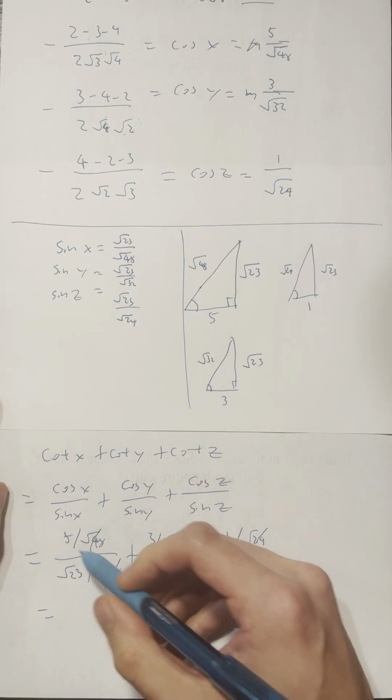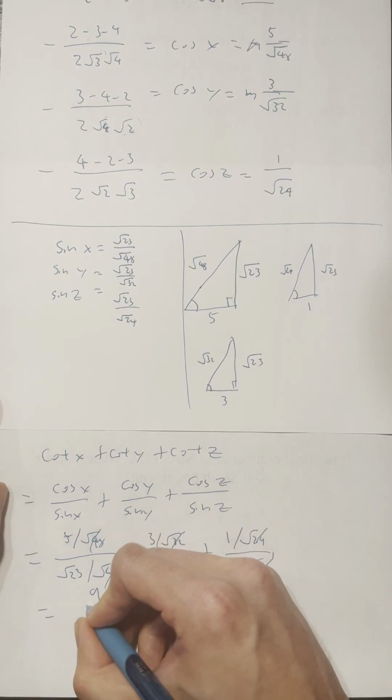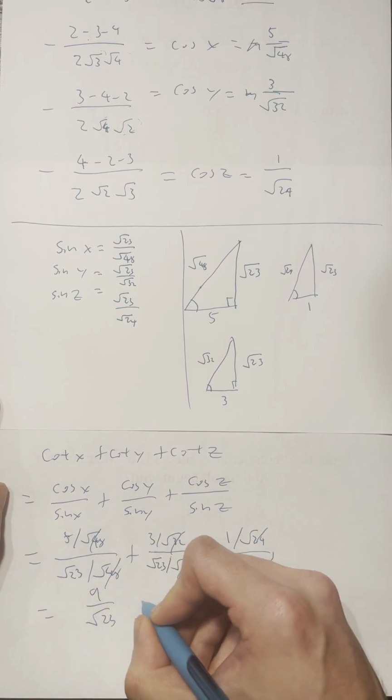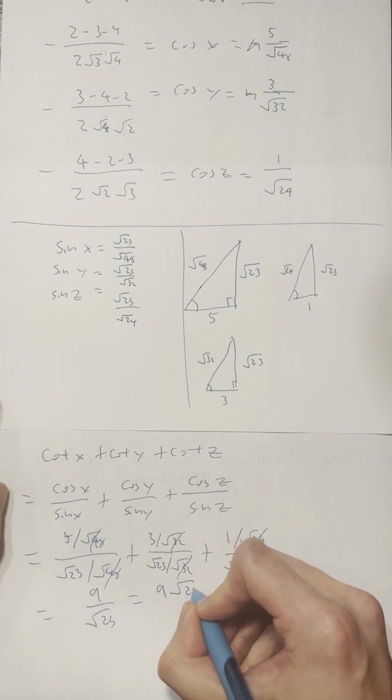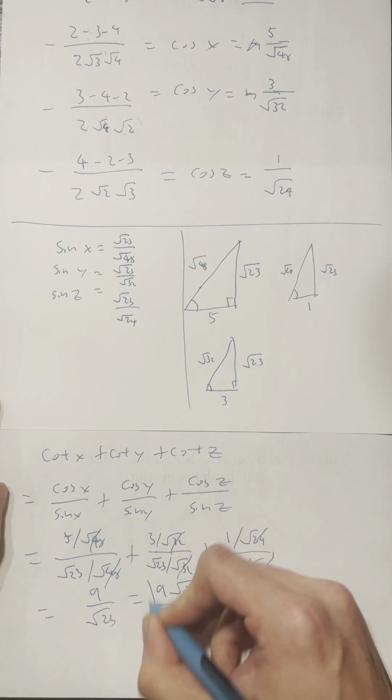Okay, so this is going to be 5 plus 3 plus 1, so 9 over root 23. If you rationalize the denominator, it's going to be 9 root 23 over 23. This is your answer.